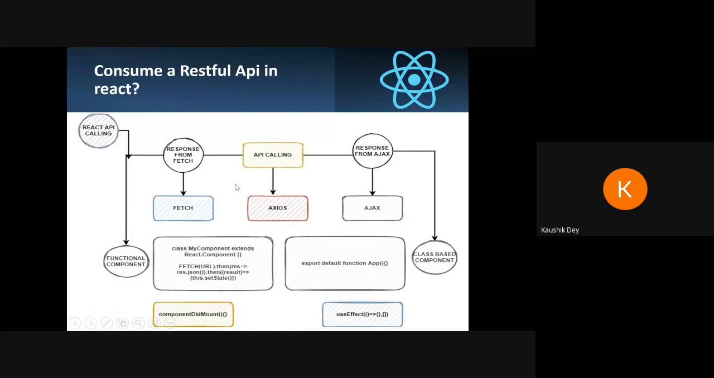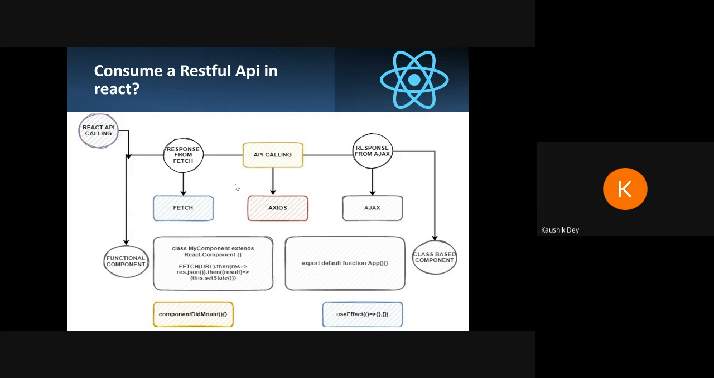We normally face three kinds of API calls: fetch, Axios, or Ajax. We are all aware that fetch is the native call of the React application, so there is no need to install it from third-party modules. Ajax requires the jQuery or JavaScript library, so we have to install jQuery on top of React. And Axios also comes from third-party modules.